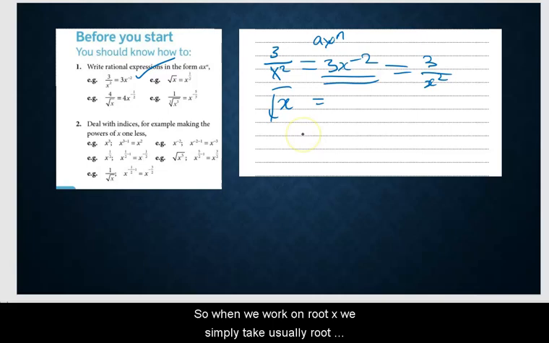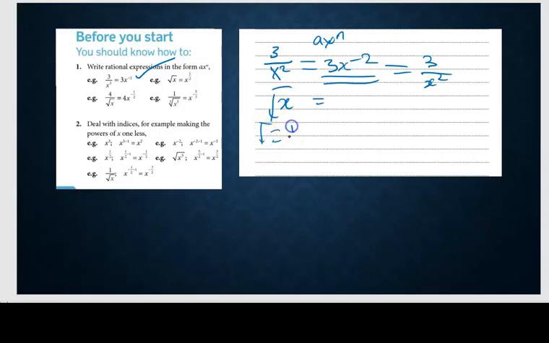So when we work on root x, we simply take, usually root can be given as a half. So root x in this case will be x raised to a half. And we can do the same for what we have here. 4, we have 4 divided by root x.